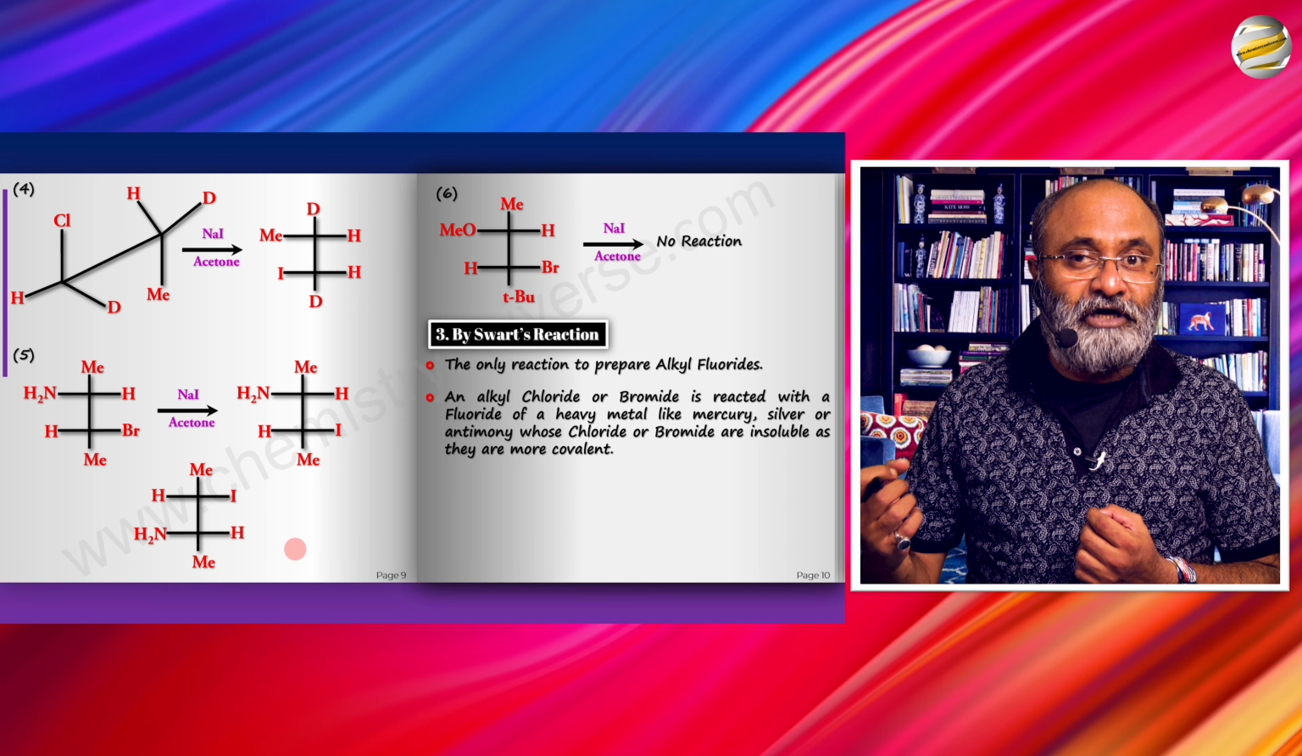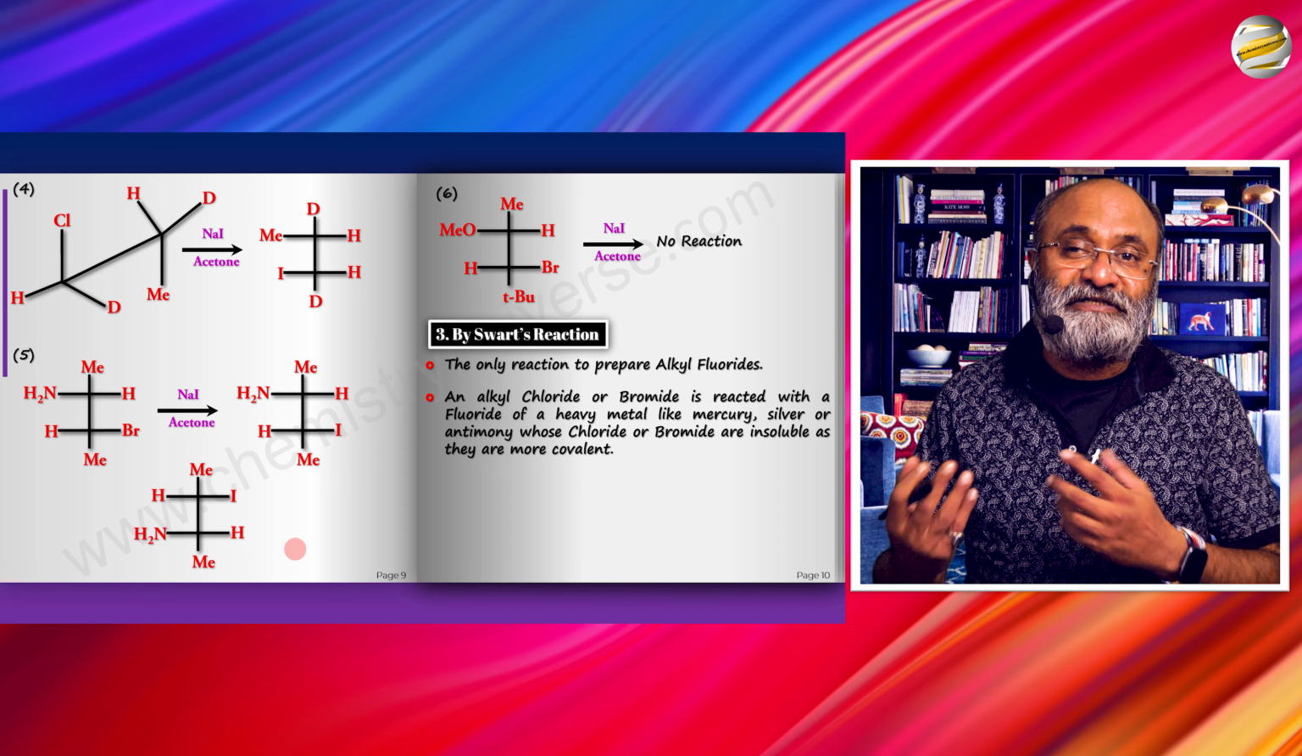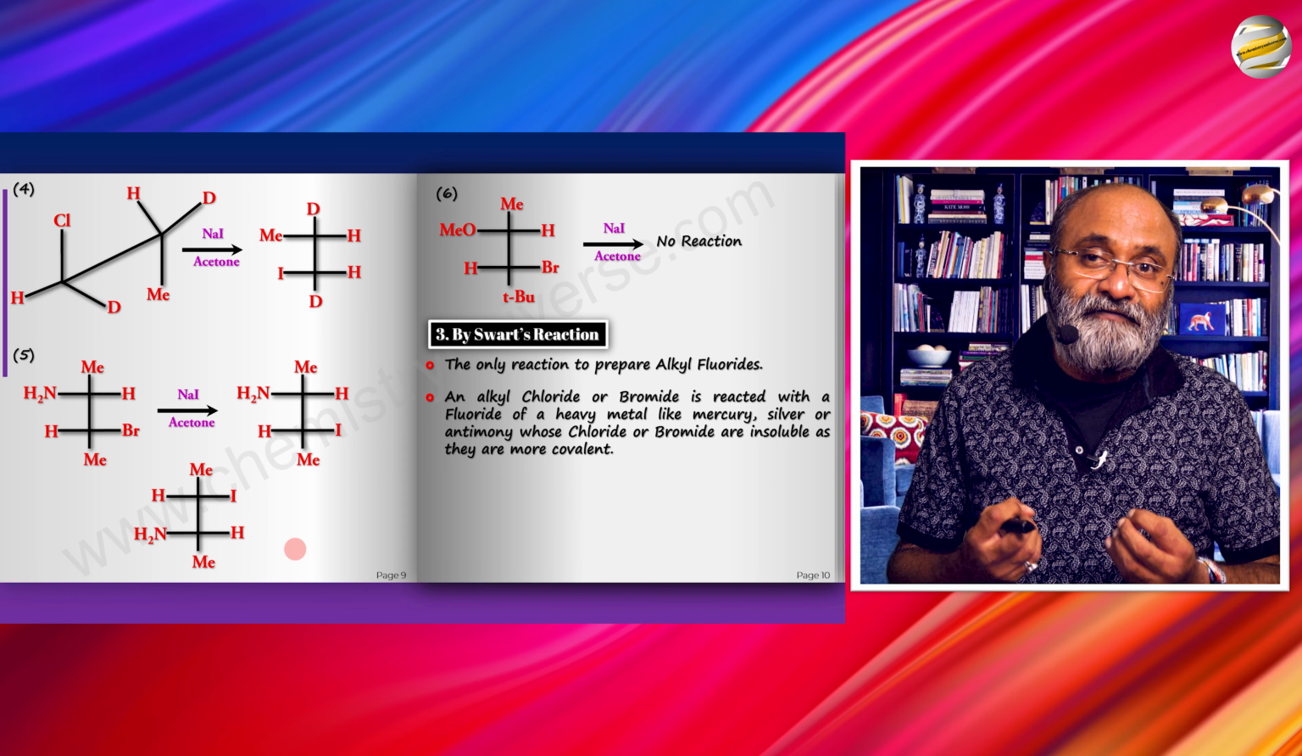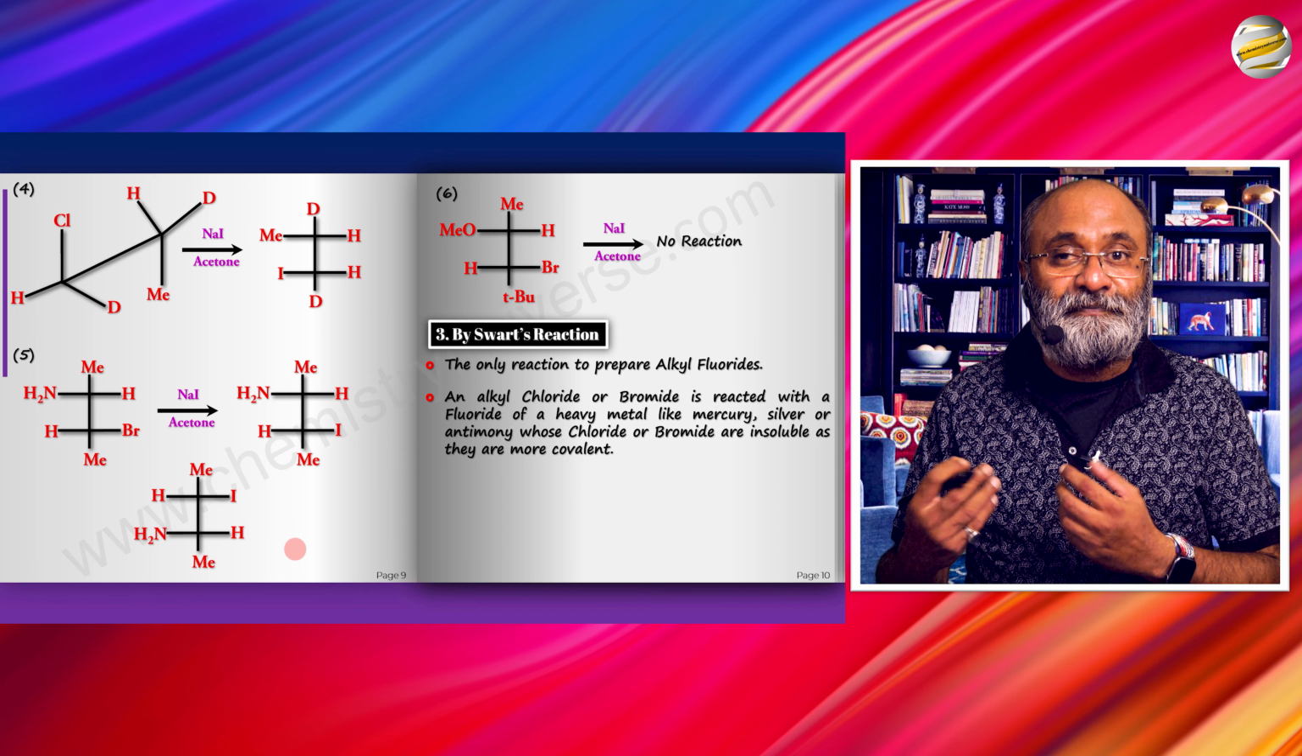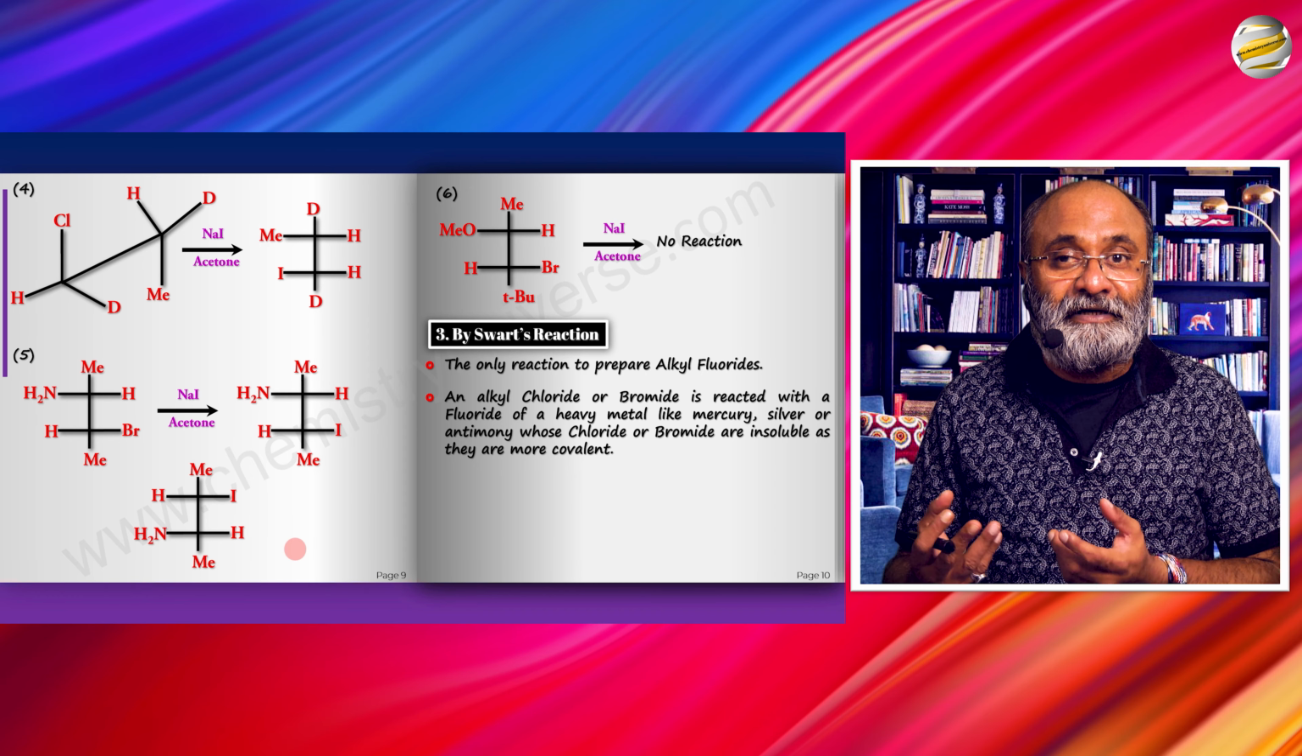And therefore what will happen is that as the heavy metal chloride is formed in the product, it will precipitate out. As the heavy metal iodide is being formed, it will precipitate out. So this is one of the best and probably the only method for producing fluorides from chlorides and bromides of alkyl halides. And the solvent taken is a polar protic solvent, water.